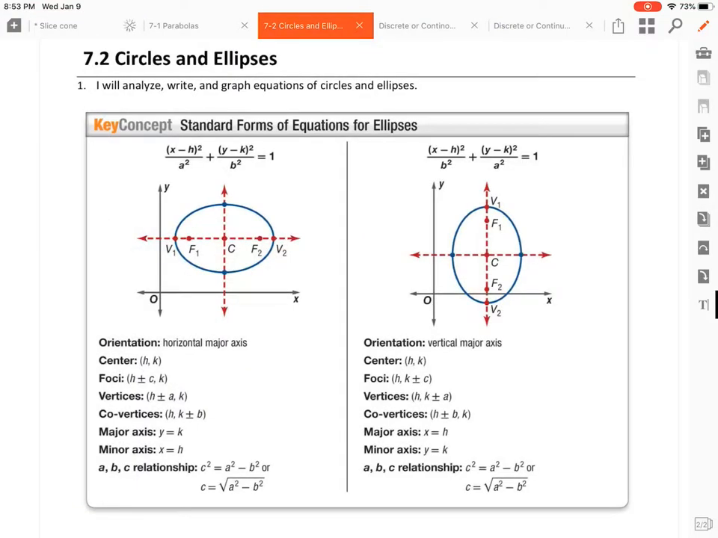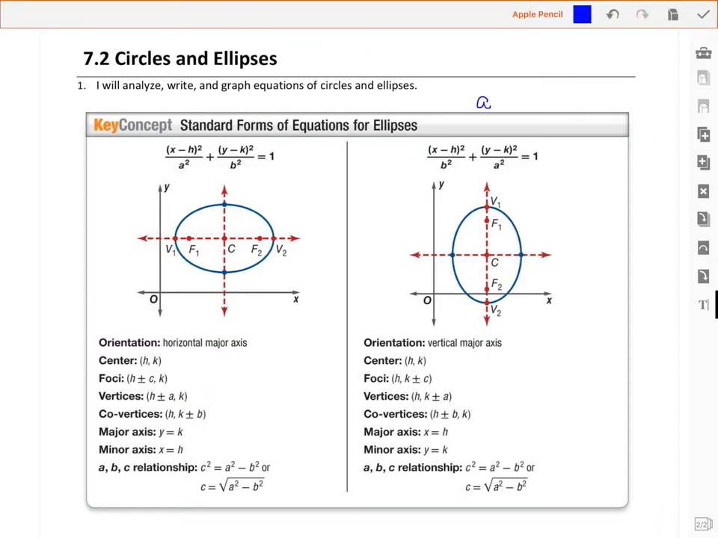All right, so you should have this handout. This is the standard form equation for an ellipse. (x minus h) squared over a squared plus (y minus k) squared over b squared is equal to 1. Or you could have (x minus h) squared over b squared plus (y minus k) squared over a squared is equal to 1. What you need to remember on this is that a is bigger than b. So it just depends which variable has the bigger denominator.